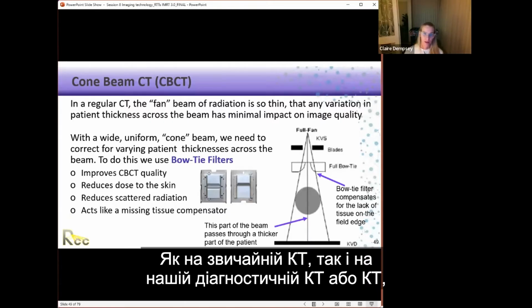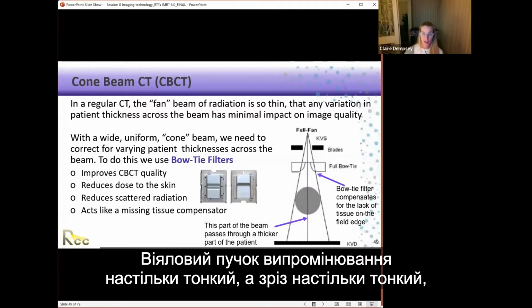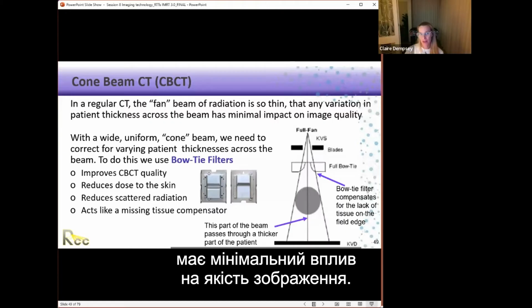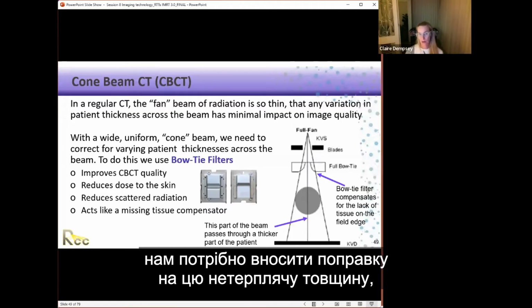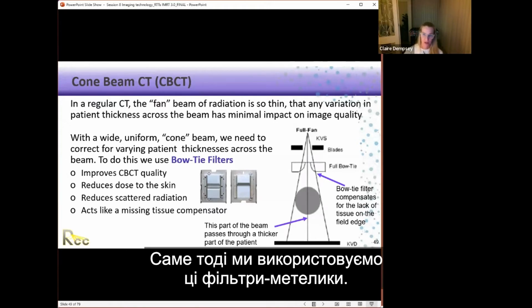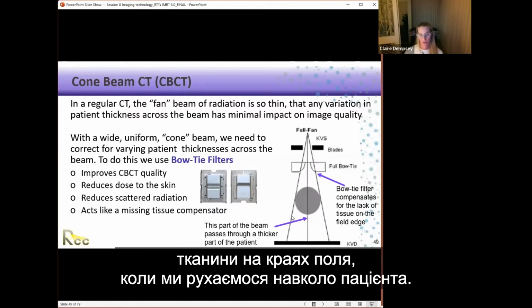In a regular CT, so in our diagnostic CT or the CT we take before we treat our patient, the fan beam of radiation is so thin, our slice is so thin, that any variation in patient thickness across the beam has minimal impact on image quality. When we're using a wide uniform cone beam, we do need to correct for these varying patient thicknesses, otherwise you get imaging artifacts. So that's when we use those bow tie filters. Like I said, it's really compensating for the lack of tissue on the edges of the field as we move around the patient.